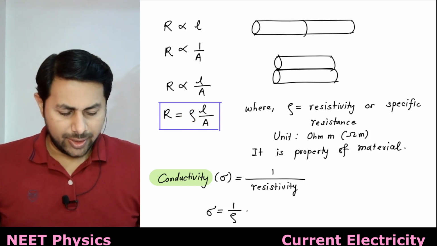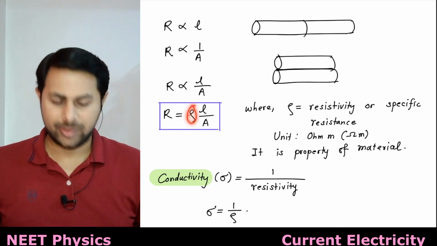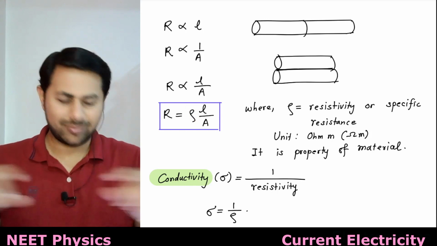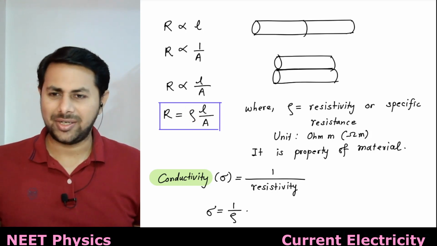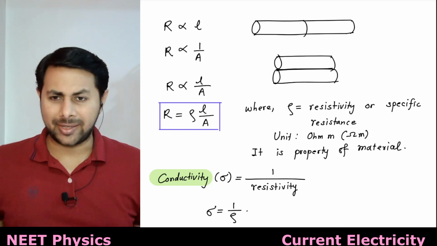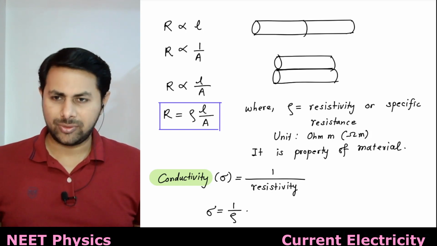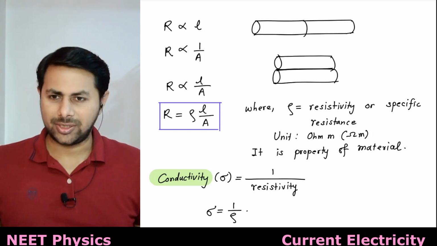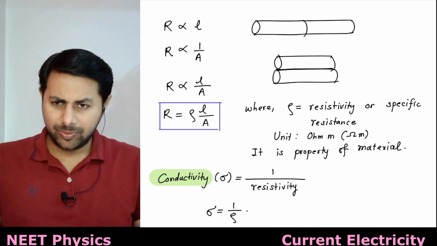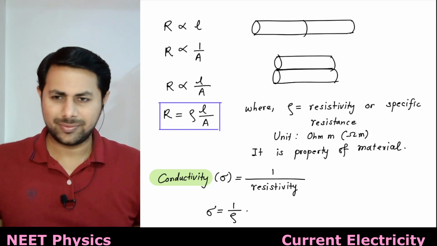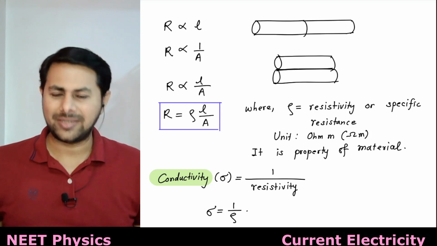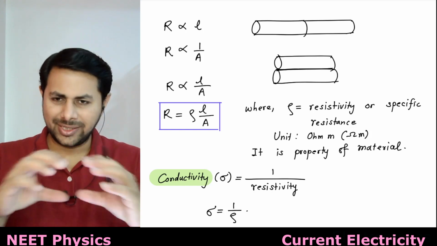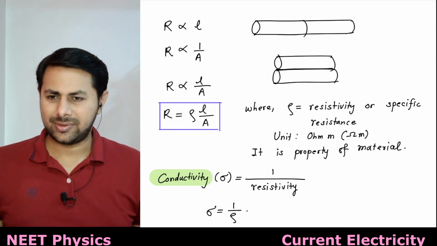Because of this, the resistance of different conductors is different. You can take two identical wires, one made of copper and one made of iron, and the resistance would be different, right? Length is the same, area of cross section is the same, but the composition of the two is different. The atoms of iron and copper are not identical, and their density is also not identical.